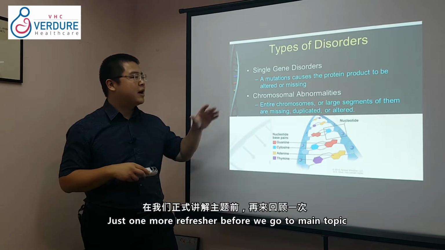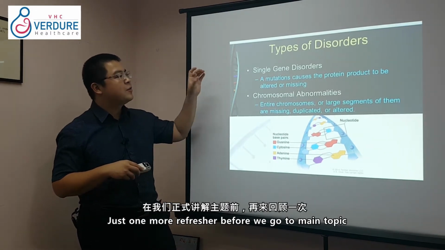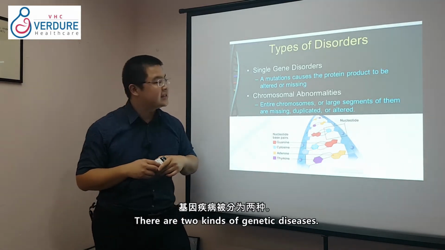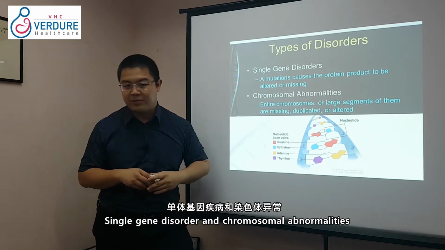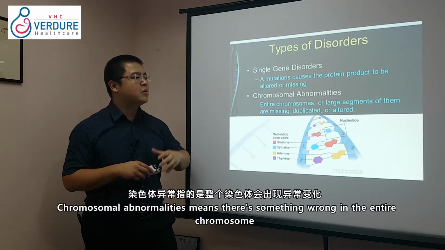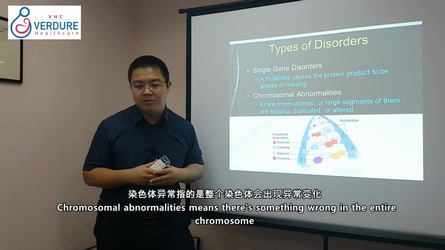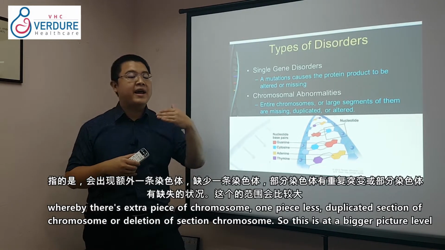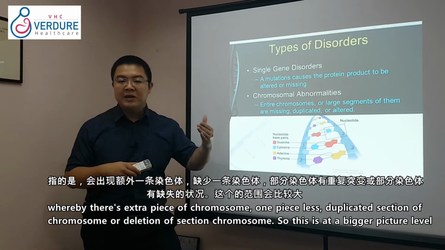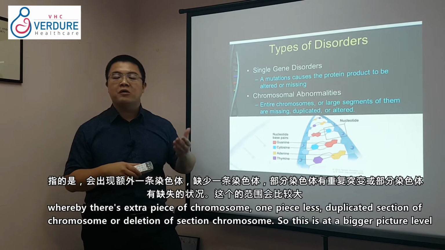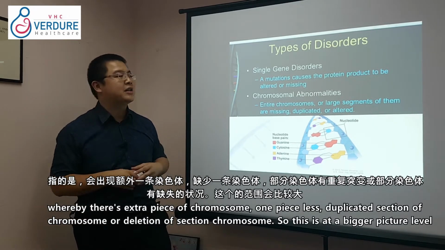Right, so just one more fresh reminder before we move to the main topic. We have two kinds of genetic diseases: single gene disorder and chromosomal abnormality. Now, chromosomal abnormality means that there is something wrong with the entire chromosome, whereby there can be an extra piece of chromosome, one piece less, a duplicated section of the chromosome, or a deleted section of the chromosome. So this is at a bigger picture level.